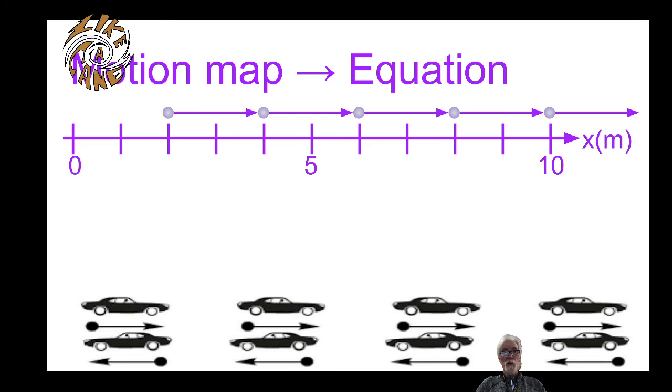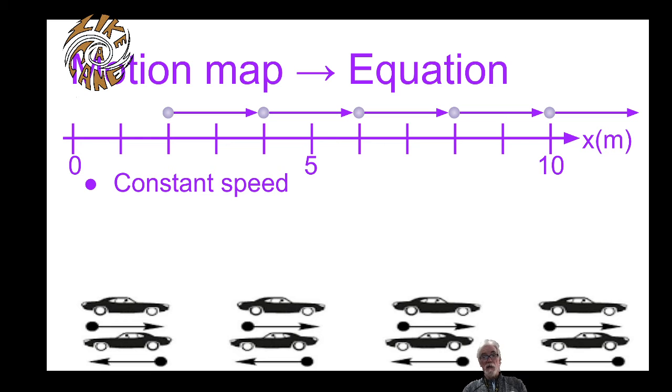We can also translate from a motion map to an equation. In this example, because the dots are equally spaced and the velocity vectors are equal lengths, we know that it's moving at constant speed.